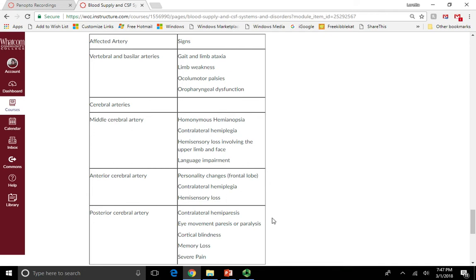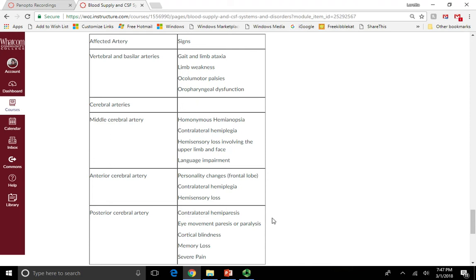So we talked about the vertebral and basilar arteries. We get gait and limb ataxia because it affects the cerebellum and limb weakness. We get ocular motor and oropharyngeal dysfunction because it affects the cranial nerves coming off the brainstem. With cerebral arteries, all of them, middle, anterior, and posterior, have contralateral hemiplegia or hemiparesis. A lot of them have hemisensory loss. Different ones can affect different areas, but a lot of times you get that hemisensory loss.